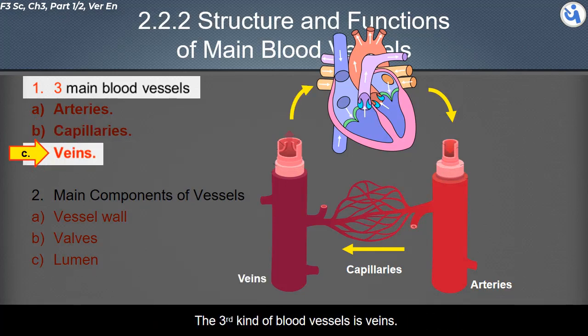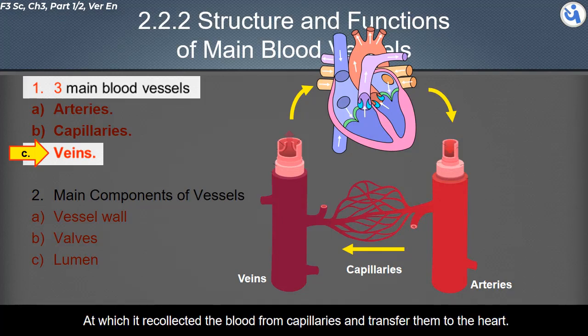The third kind of blood vessels is veins. It functions to transfer blood to the heart, in which it recollects the blood from capillaries and transfers it to the heart.